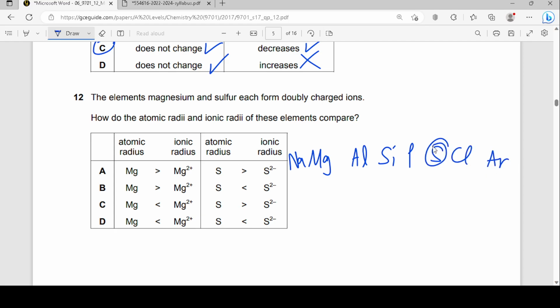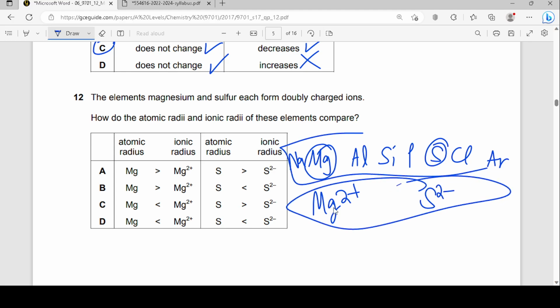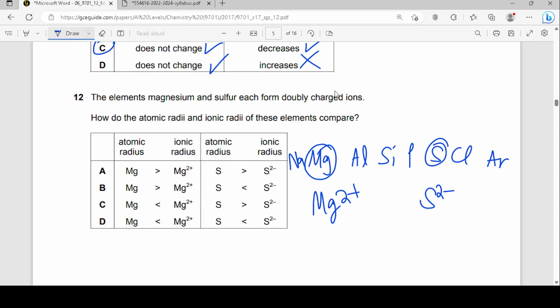So we're doing a case study on magnesium and sulfur right now. So they're talking about Mg2+ and S2- later, right? The atomic radii, which is here, and the ionic radii, which is here, right? So across a period, what happens to the atomic radius? The number of shells remains the same, right?